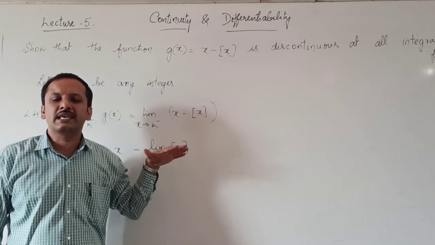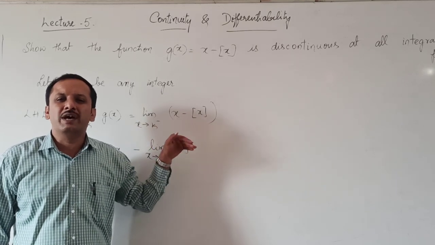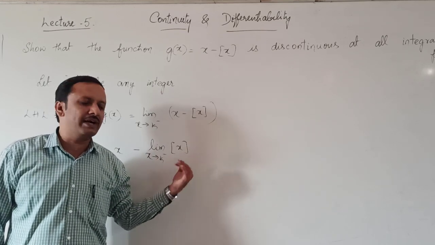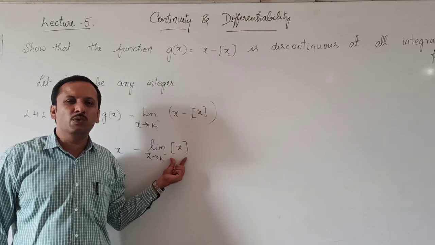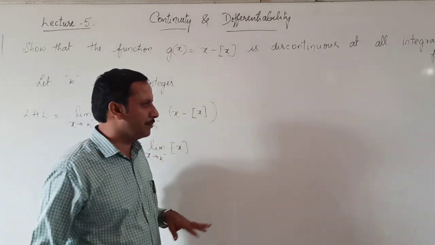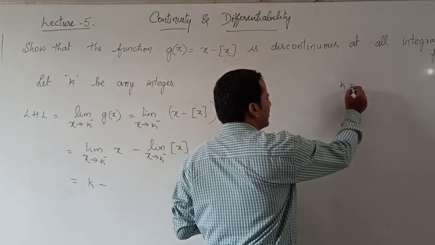When x approaches k from the left side, x is very close to k but less than k. Then the step x value will be k minus 1. You will understand it better if I give you an example. Let me take k equal to 3.